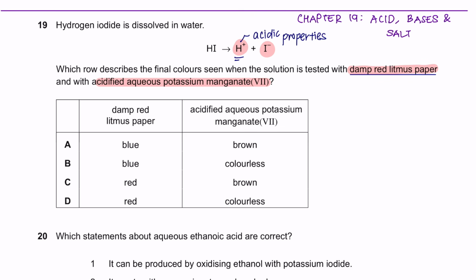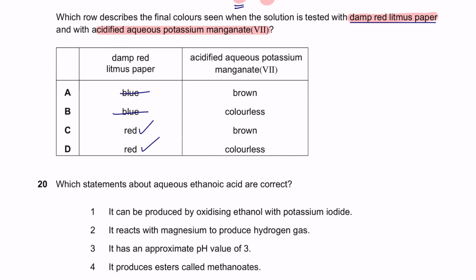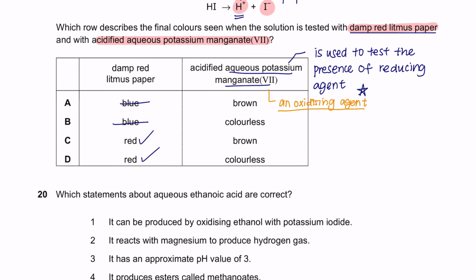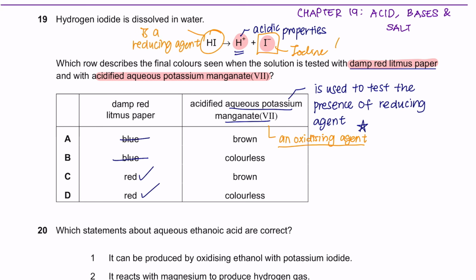So since there is hydrogen ion which gives acidic properties, the red litmus paper will remain red as this is the result for acid. And then you've got acidified aqueous potassium manganate which is used to test the presence of a reducing agent. The potassium manganate here is an oxidizing agent. Now hydrogen iodide here is a reducing agent. And due to the formation of iodine, the colorless solution will turn red-brown. So the answer here is C.